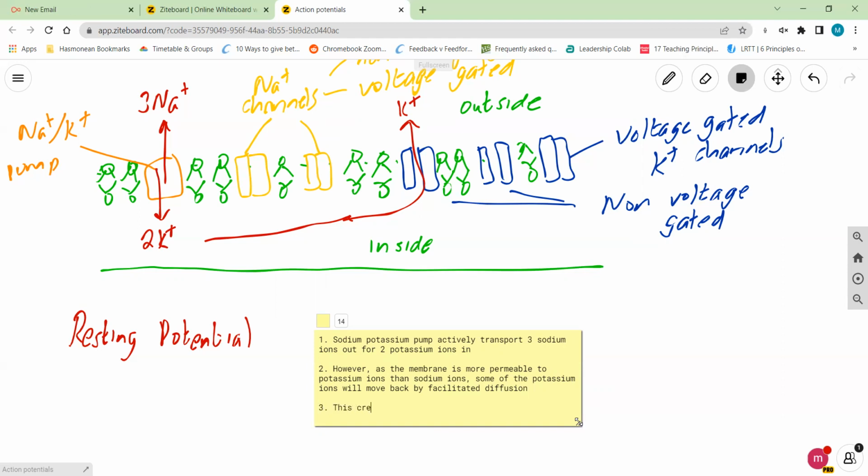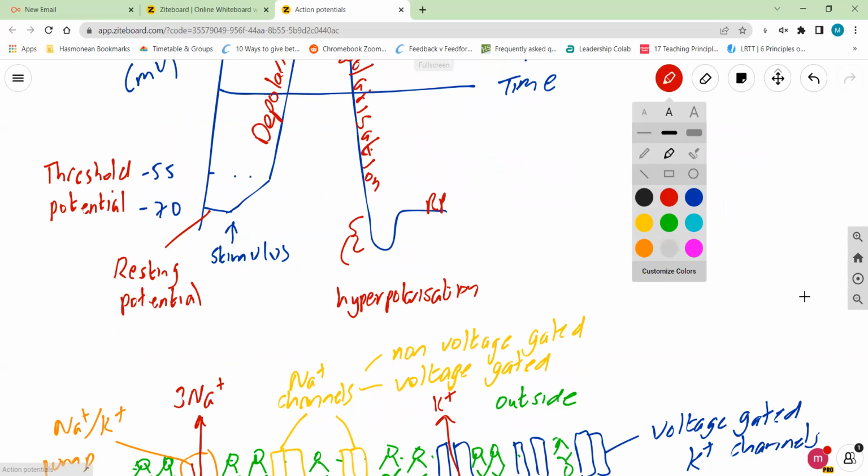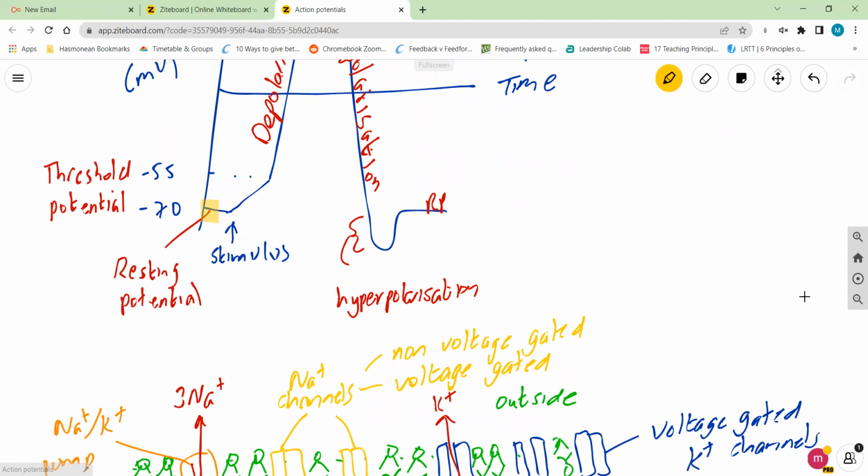And this creates a potential difference of minus 70 millivolts. Okay, and that is what is called the resting potential. So that's the first stage that's going to occur. So if we go back up to the graph, that is what is occurring in this particular process over here. This formation of this resting potential.